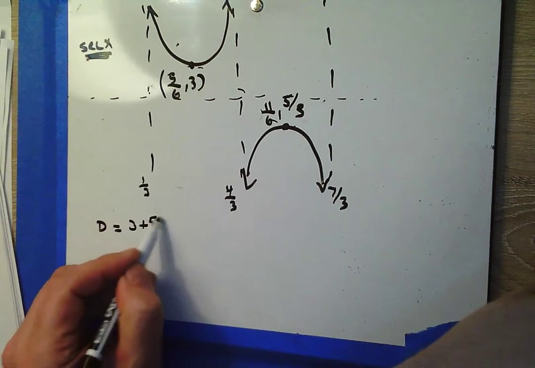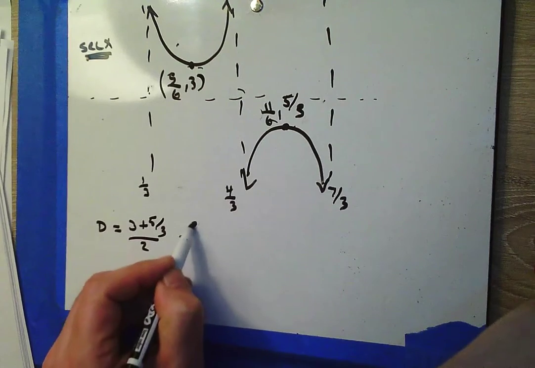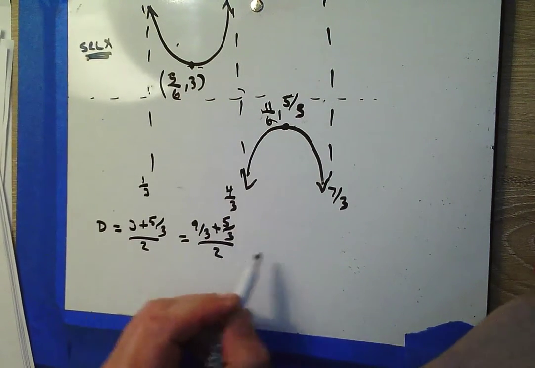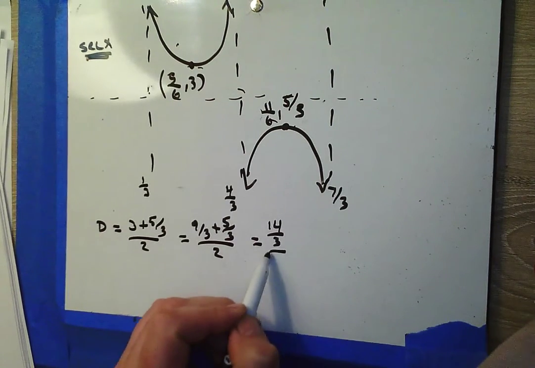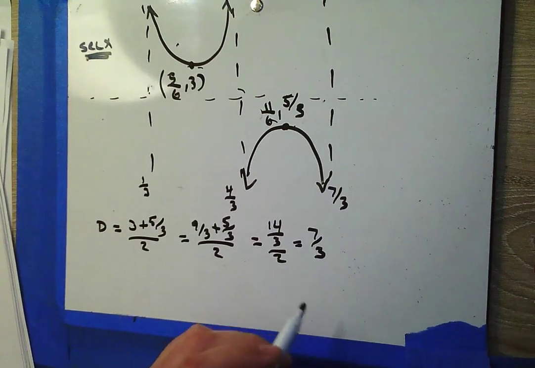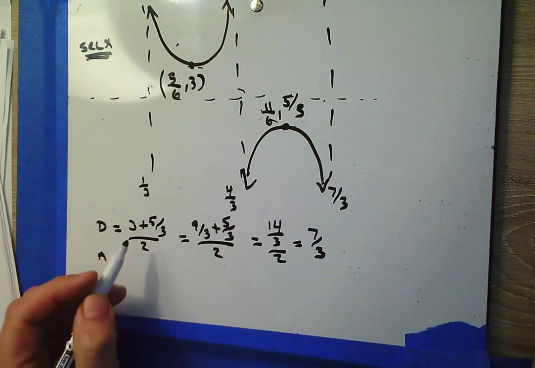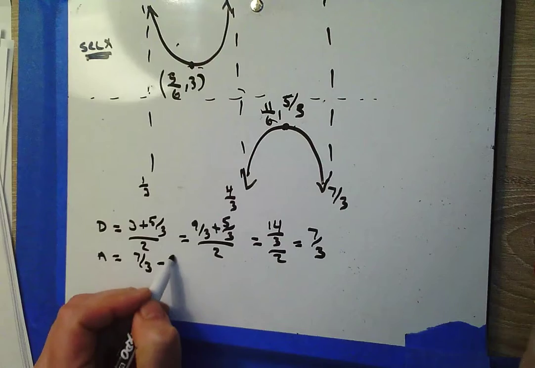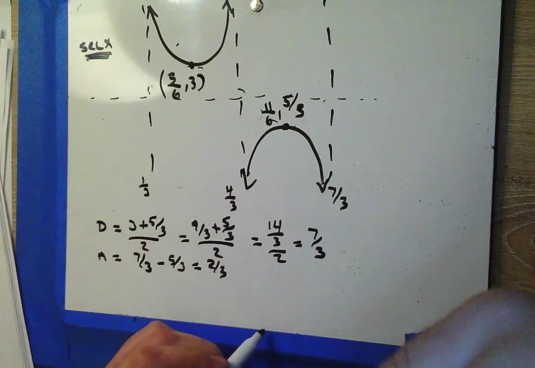3 plus 5 thirds divided by 2. I make a common denominator. I get 9 thirds plus 5 thirds divided by 2. That's going to be 14 thirds divided by 2, which is 7 thirds. So there's my d value. My a value is my d minus my low y, which gives me 2 thirds.